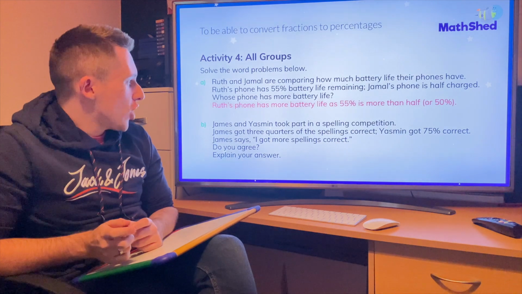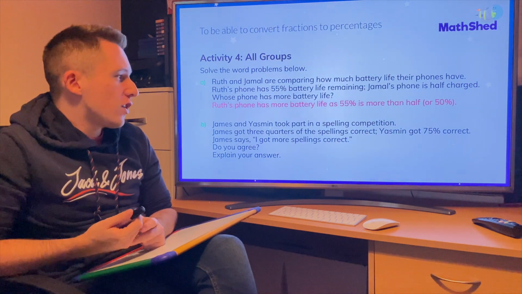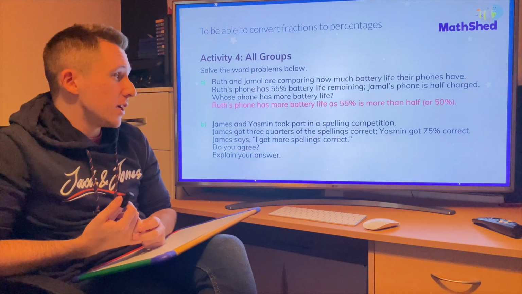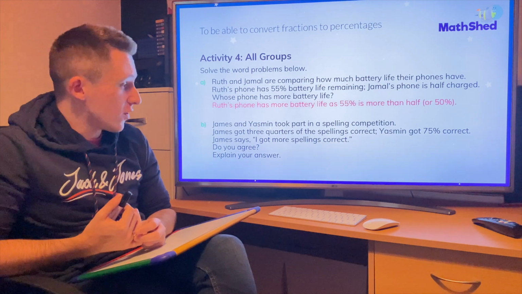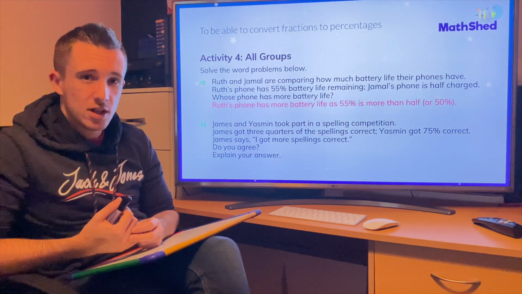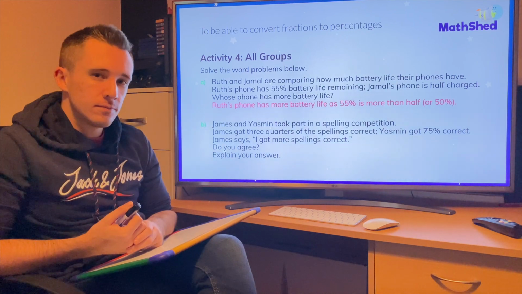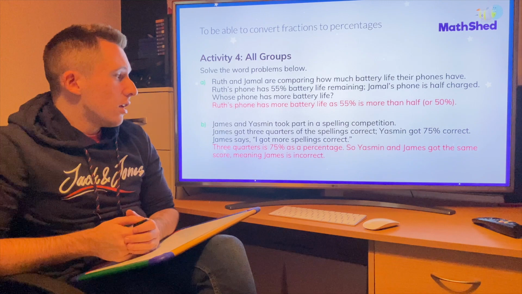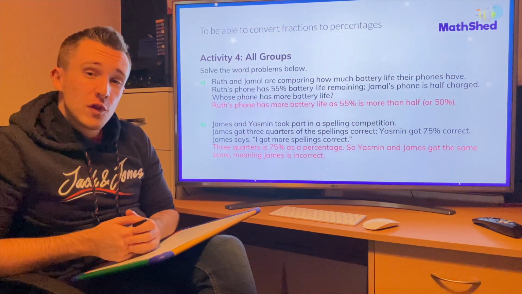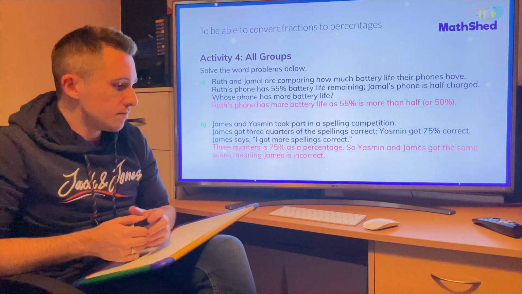So the next one, James and Yasmin took part in a spelling competition. James got 3/4 of the spellings correct. Yasmin got 75% correct. James says, I got more spellings correct. Do you agree? Pause the video now, have a go at answering that one. Well, the answer is no, they got the same. 3/4 is the same as 75%.